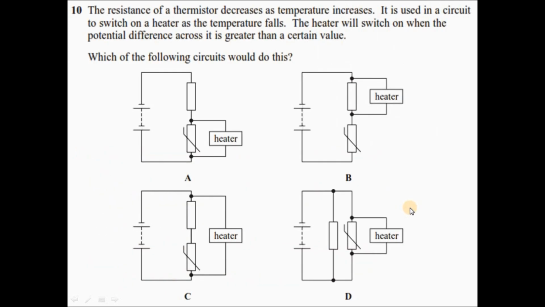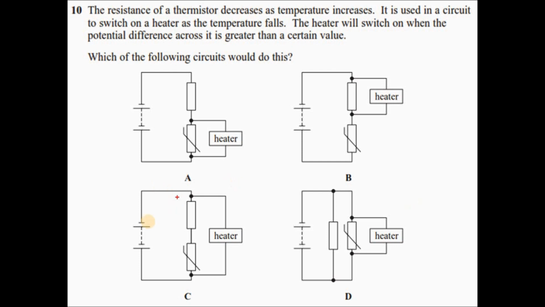The resistance of a thermistor decreases as temperature increases. It is used in a circuit to switch on a heater as the temperature falls. The heater will switch on when the potential difference across it is greater than a certain value. Which of the following circuits would do that?